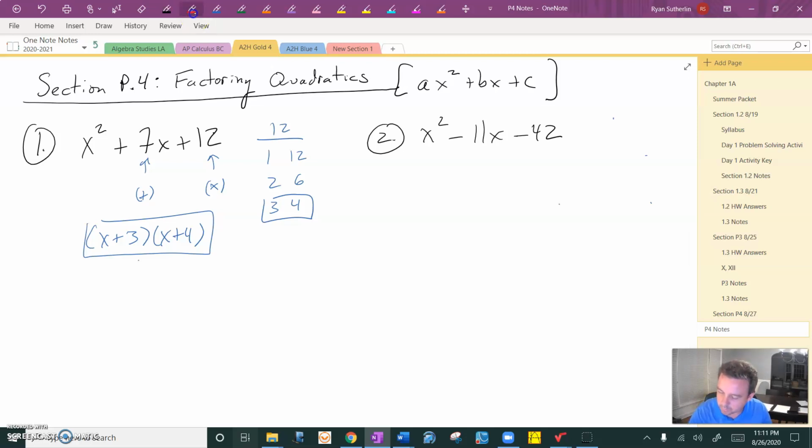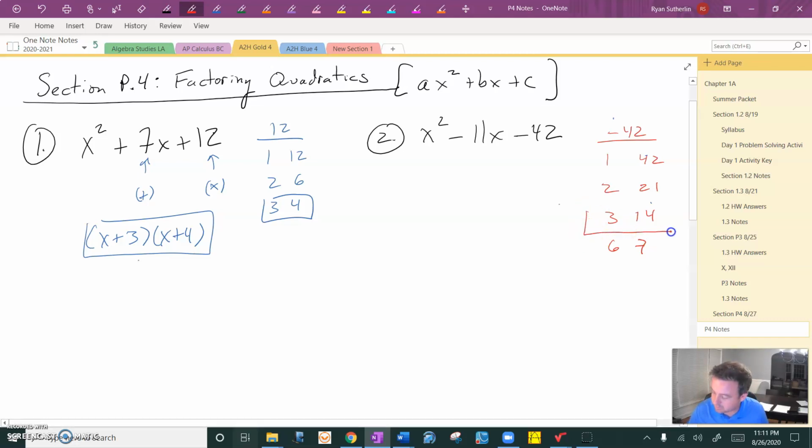Alright, so for this one, we're looking for the factors of negative 42. So I'm just going to write down the factors of 42. So 1 and 42, 2 and 21, 3 and 14, 6 and 7. The 3 and the 14 are the ones people forget all the time. Now I need the factors to add to negative 11. So I'm clearly going to use some combination of the 3 and 14. And since I need it to be negative 11, I'm going to make the 14 negative. So that means we have x plus 3 times x minus 14.